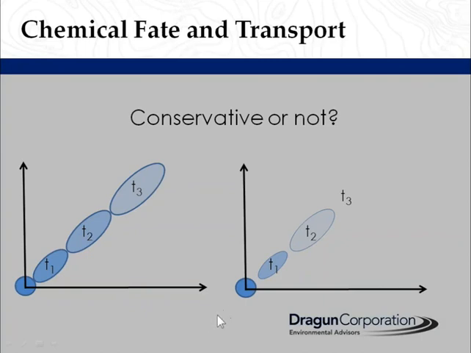If it's not conservative, say if it's like a gasoline component that biodegrades, or a radiogenic isotope that degrades with time, then what you would see is the concentration, the mass, would be reduced with time. Even though the plume might get bigger, the overall mass decreases until it's gone. Whereas in conservative, the mass is always the same. It's just spread out.